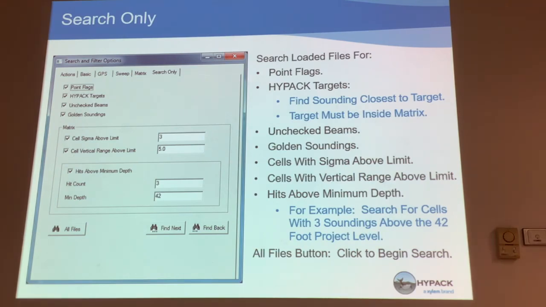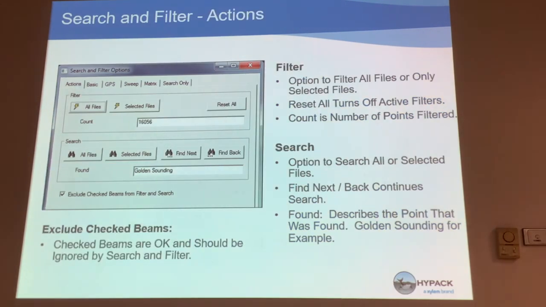Okay, then the last one is just a search only filter, but a lot of this is just to show what you want to show on your screen. Whether you want to show the point flags, the high-pack targets, the unchecked beams or the golden soundings. If you put all, then it will show everything. If you uncheck, then it will just show you what you want to show. Okay?